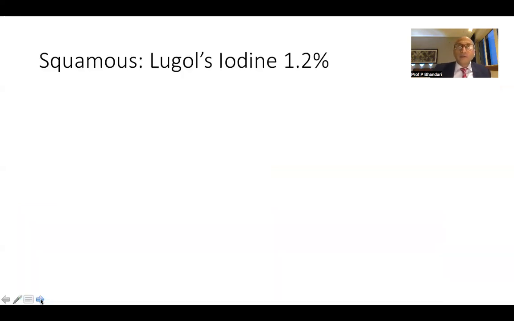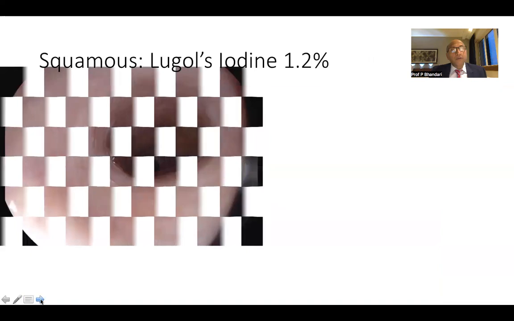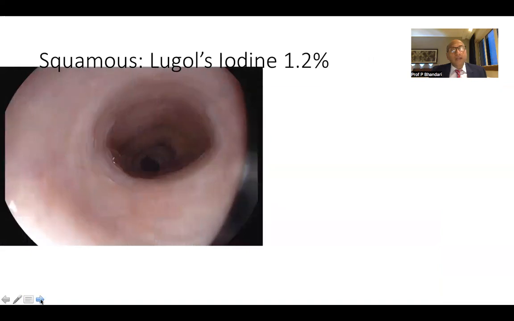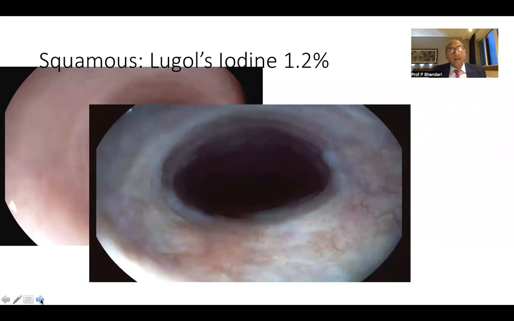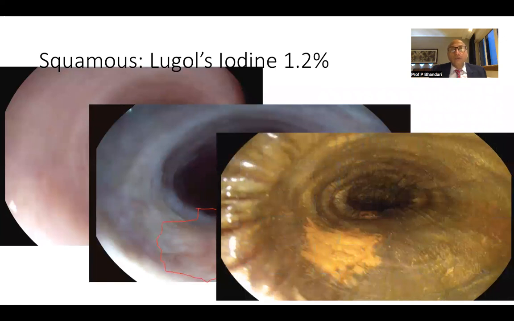Now, in squamous esophagus, in order to improve the detection of squamous neoplasia, which can be very, very subtle, the best imaging would be Lugol's iodine. We use 1.2%. Here you can see on white light, clean Portsmouth esophagus. Still, you can easily miss a lesion till you use advanced imaging. This is i-scan from Pentax, and you can see that there is a subtle alteration here, loss of vessel pattern. When you put Lugol's iodine, then you don't need to look for subtle changes.